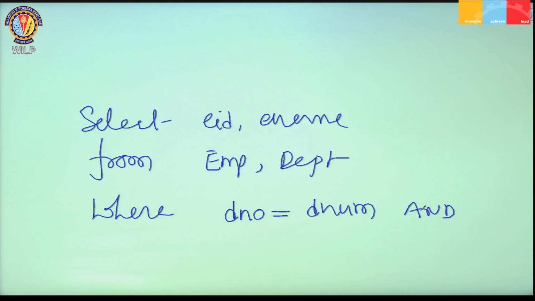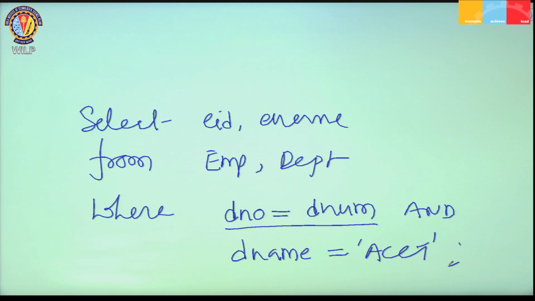And what is the other condition? Once you perform this, it will result in a big tuple, which will contain all the attributes of the employee table as well as the department table, and of course the value of DNO will be the same as DNUM. And after getting that larger tuple, from it I need to filter out only those tuples where the value under the DNAME attribute is equal to accounts. So this is the very usual way of joining the tuples which are spread across multiple tables.